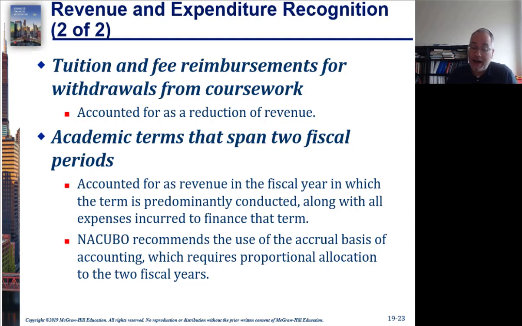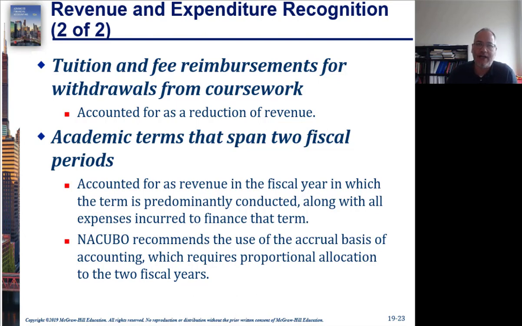But if you have it where the National Association of College and University Business Officers, that's what that stands for, believe it or not, what they recommend is that you proportion the income between the two periods. And that's pretty much what everybody does. I believe that's what Seton Hall does.